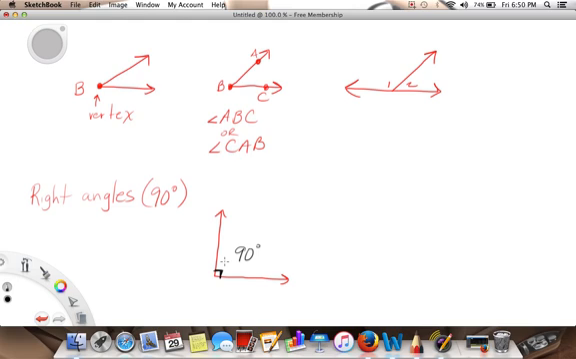When you see different problems, they're not always going to write that this angle is 90 degrees. Sometimes they're just going to show this symbol, and that symbol tells you that it is a 90-degree angle. Okay?